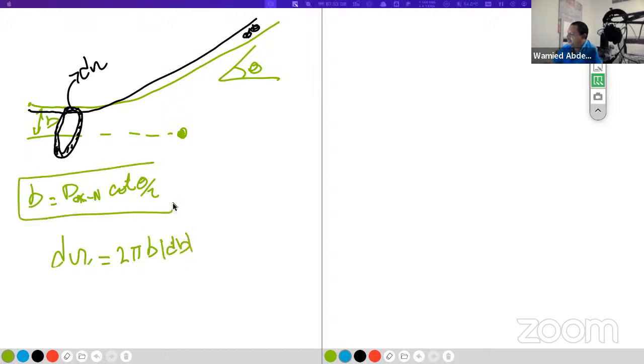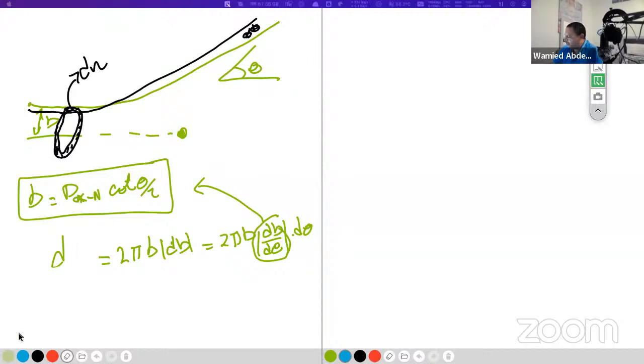We have the formula for B, and all we need to do is take the derivative of B with respect to theta. So this basically equals 2 pi b dB over d theta, multiplied by d theta. We take the derivative of this formula, where B is this value there. And then if we want to write it in terms of, sorry, this is sigma Rutherford. It's this.